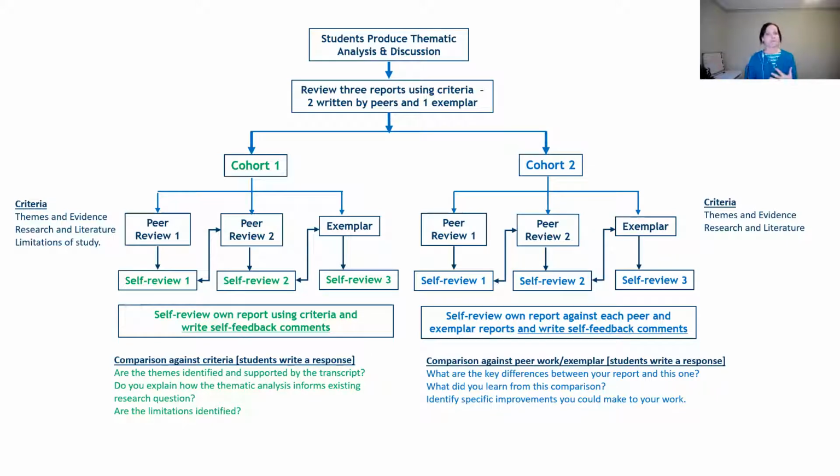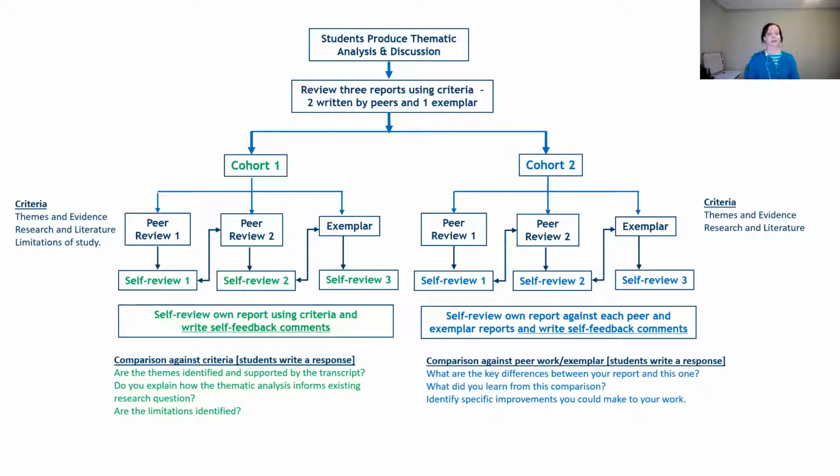So in the first cohort, as you can see here, they did their peer review and then immediately after peer review 1, that was followed by the self-review questions. And in this condition, the students were asked to use the initial assessment criteria they used for their peer reviews to review their own work.